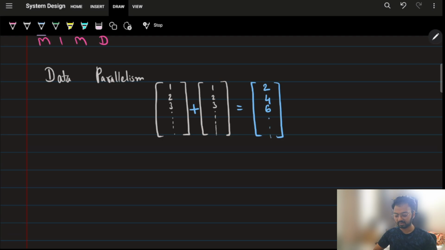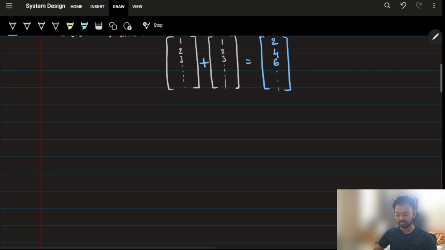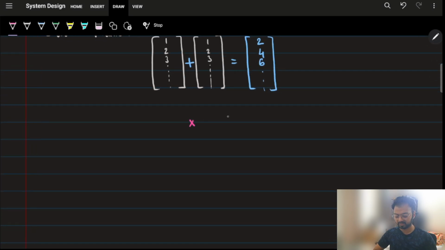Even if you have a different operation, so instead of addition, if you are doing a multiply, I would rather add it as a dot product. Then all you need to do is multiply 1 by 1, 2 by 2, 3 by 3. And if you do the multiply, your result would be 1, 4, 9, and so on.